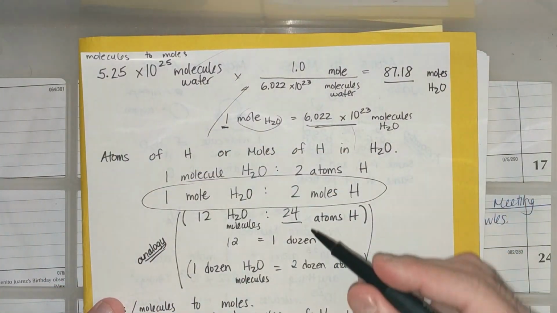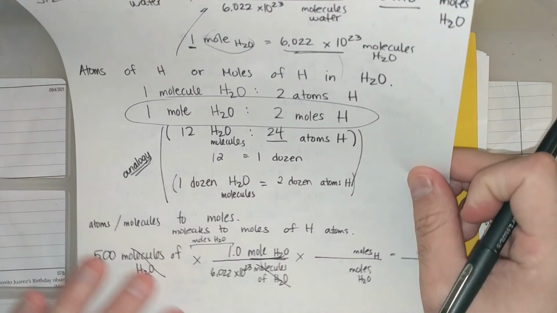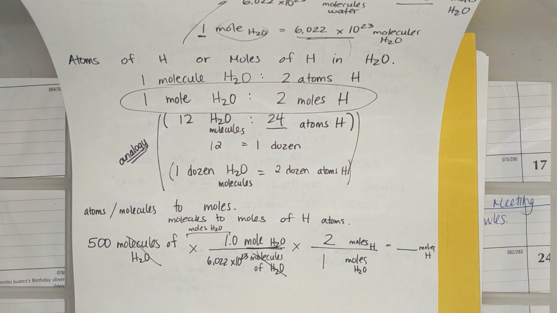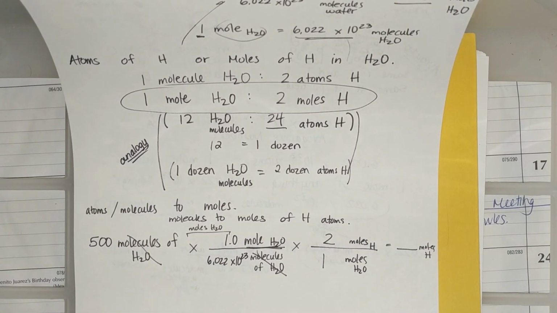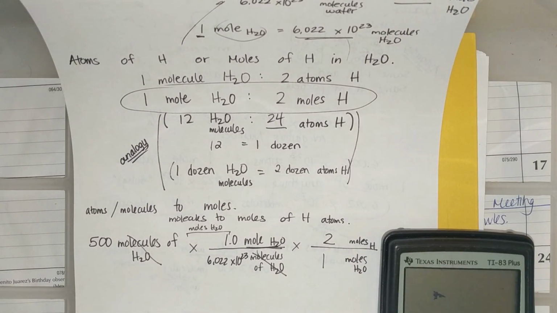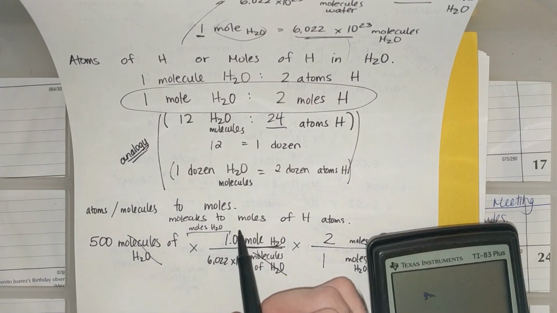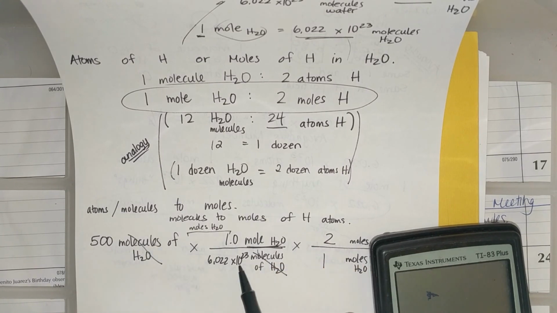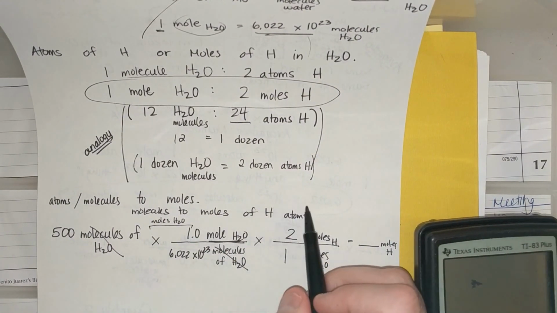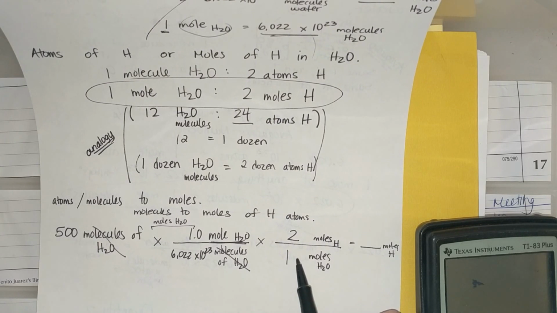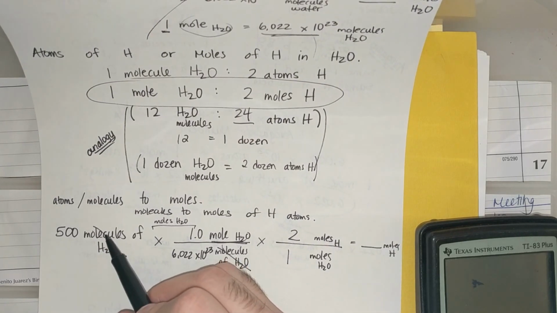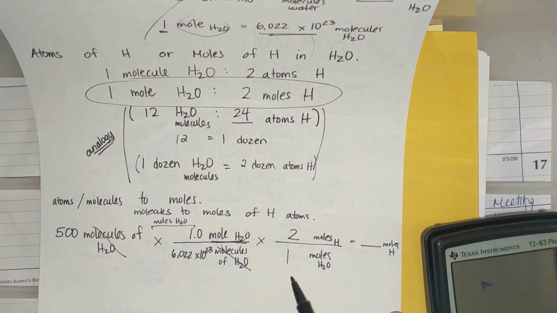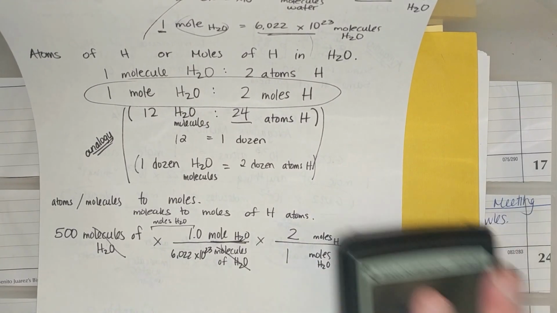1 mole of H2O is related to 2 moles of H. So I'm going to use those numbers here: 2 moles of H for every 1 mole of H2O. Now if I do this math, you do 500 times 1 divided by Avogadro's number, right? You multiply by the numerator, divide by the denominator, and then you multiply by the numerator again and divide by the denominator. So basically it's going to be 500 times 1 divided by Avogadro's number times 2 divided by 1. Okay? So let me do that.